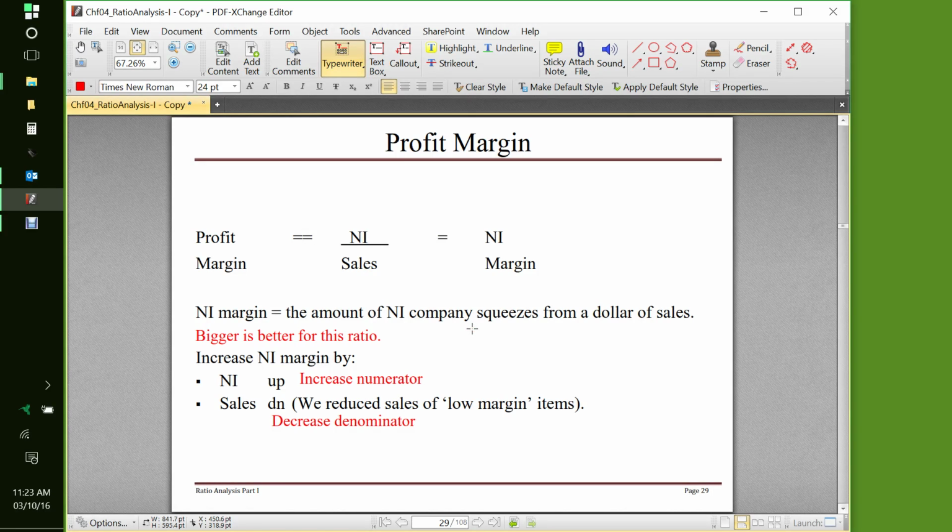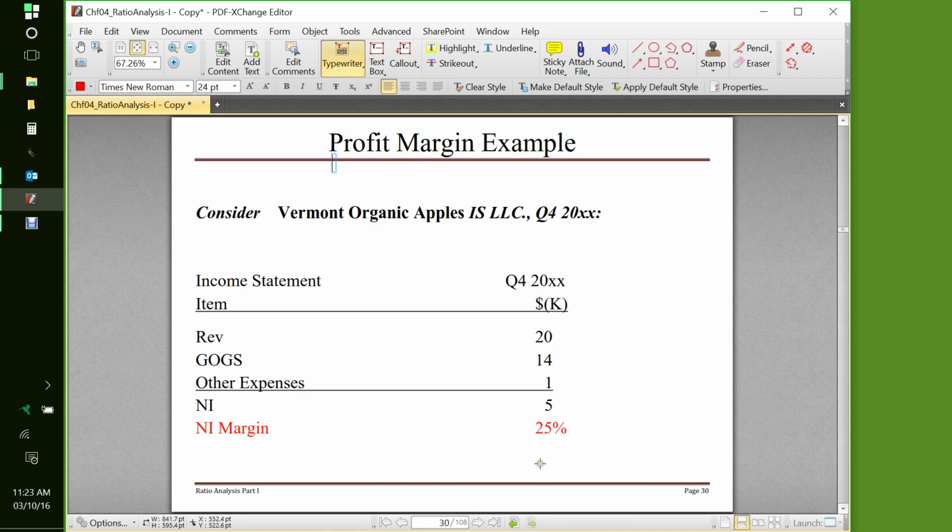Okay, so let's look at a real world case where it might be interesting and appropriate to improve an entity's profit margins by decreasing sales, by decreasing that denominator. So we'll use as an example the Vermont Organic Apples Company, and they're up in Burlington, Vermont, and we will look at their Q4 2000 XX income statement.